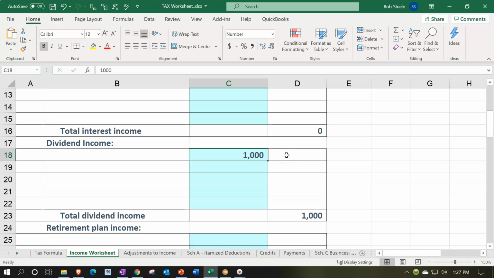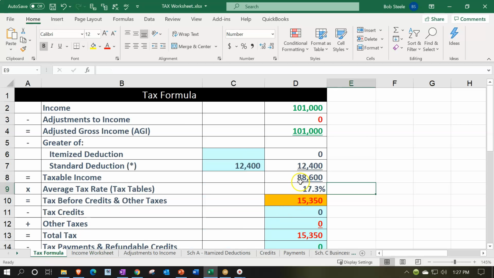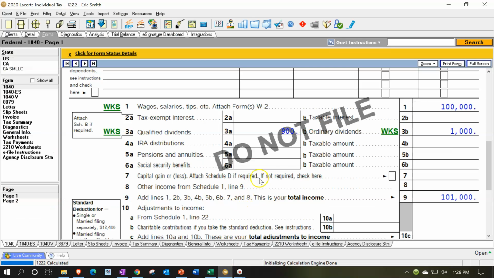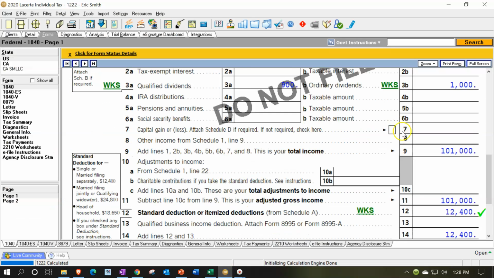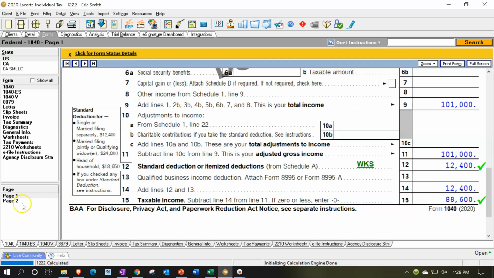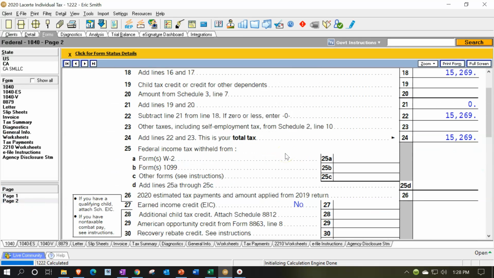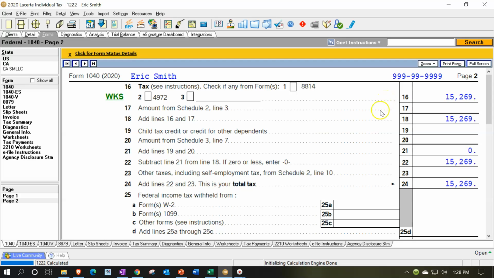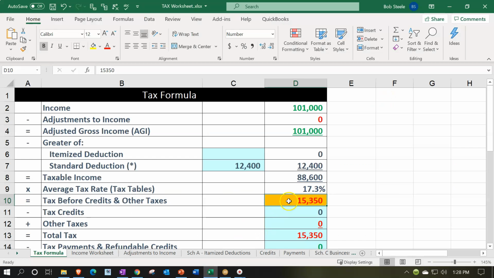You might want to do that just so you can double check which are qualified or not. But for my worksheet, they're all going to basically tie in, and I'm double checking this number, the taxable income, and then I'm letting the software do the actual tax calculation. So in this case, we have the 1,000, we're still at the 88,600, and the page 2 tax calculation is now 15,269. So now we're at 15,269, right?